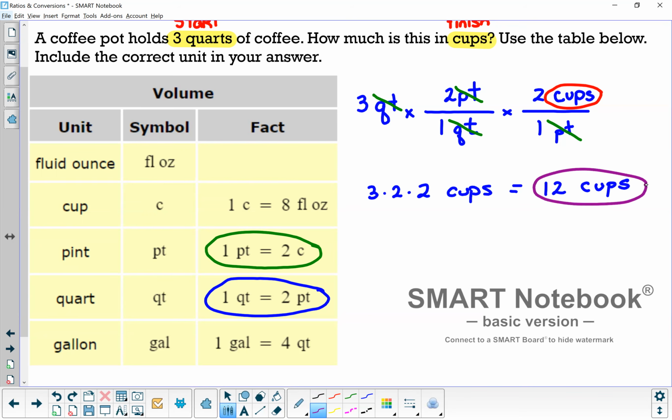Okay, so in this particular example, we needed to do 2 steps to get to the conversion. Sometimes we only need 1, sometimes we need 2, sometimes we need more than 2. You can have as many as you need to get to the desired units. Let's try another example.